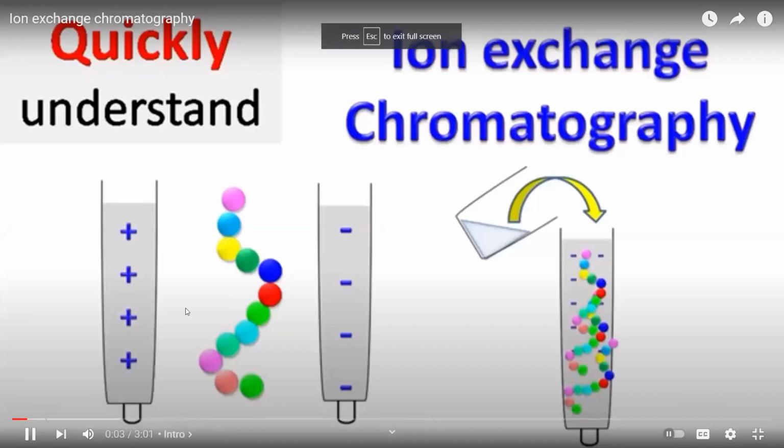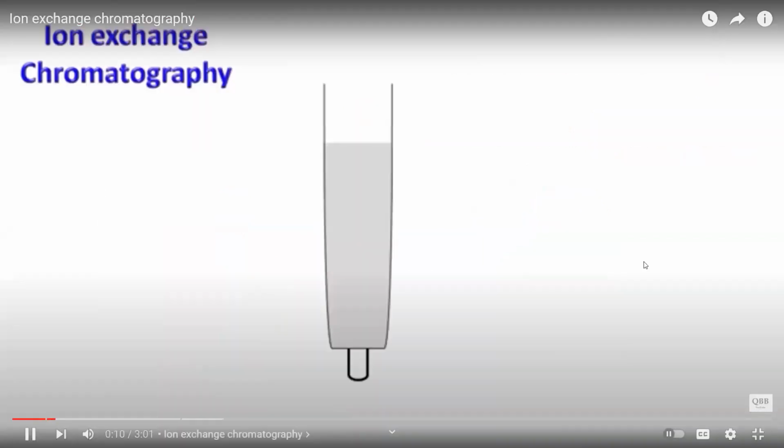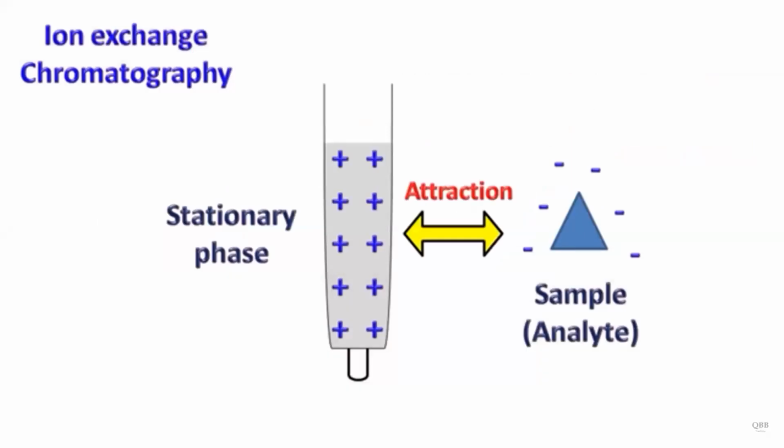Hey everyone, quick biochemistry basics here. Let's talk about ion exchange chromatography. Ion exchange chromatography is based on the phenomenon of attraction between opposite charges. The stationary phase is selected such that it has a particular charge and attracts the sample molecules with the opposite charge. The stationary phase is also known as the ion exchanger.